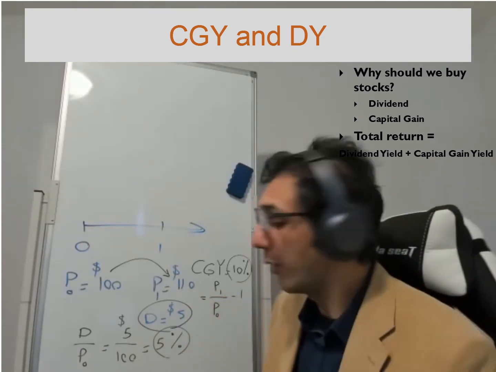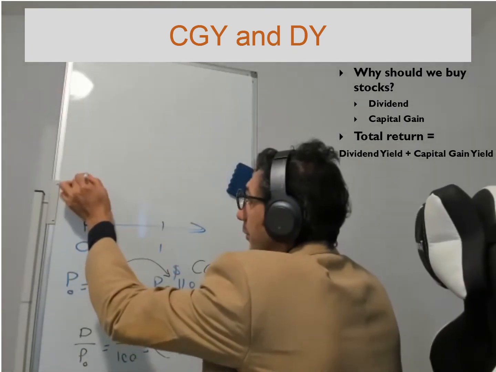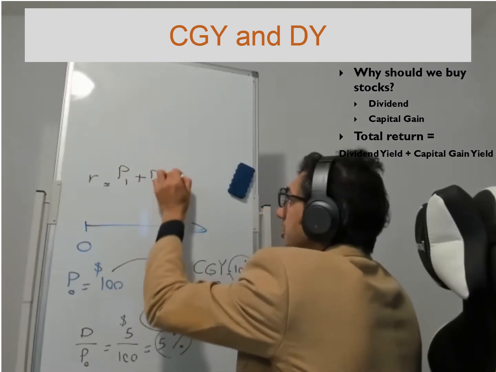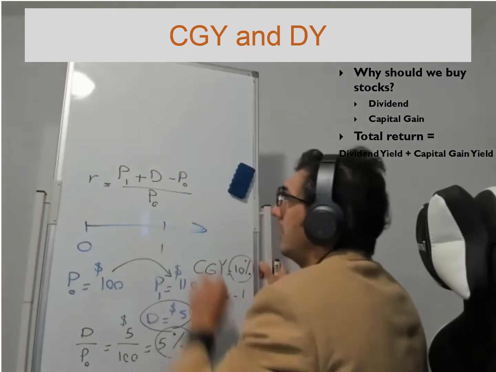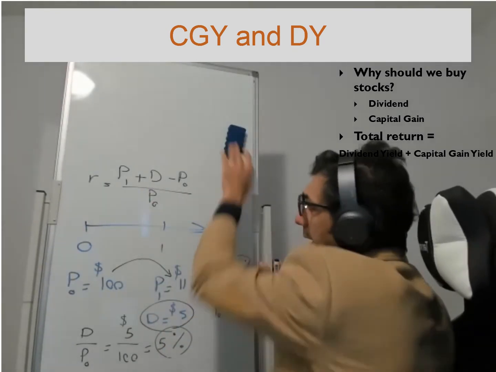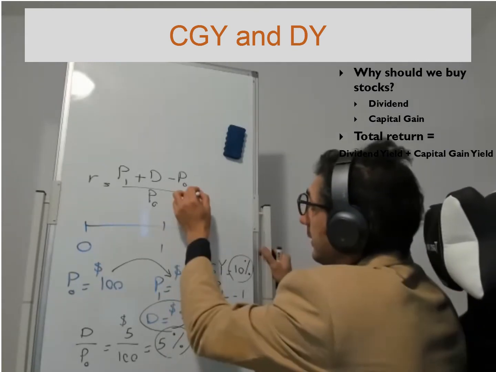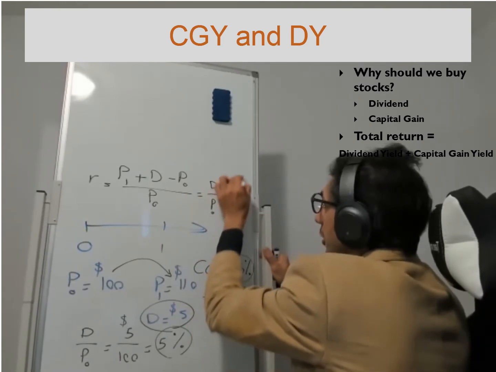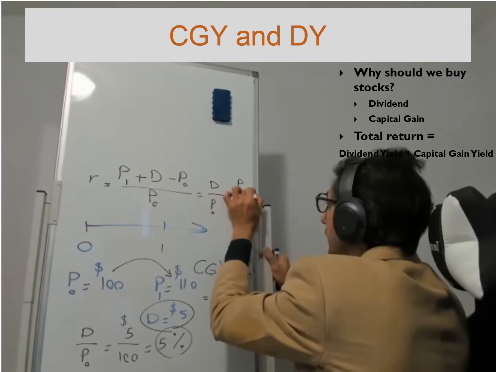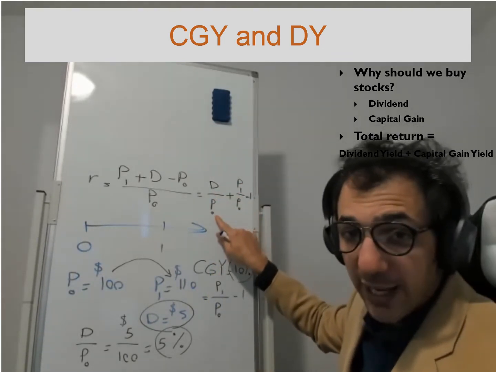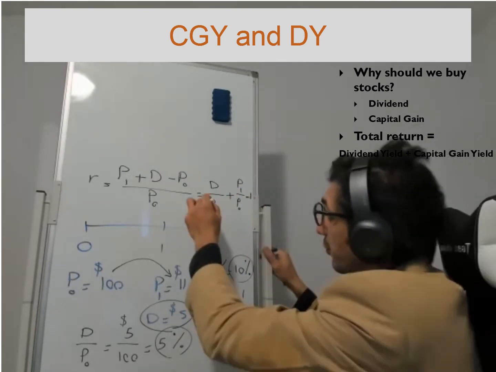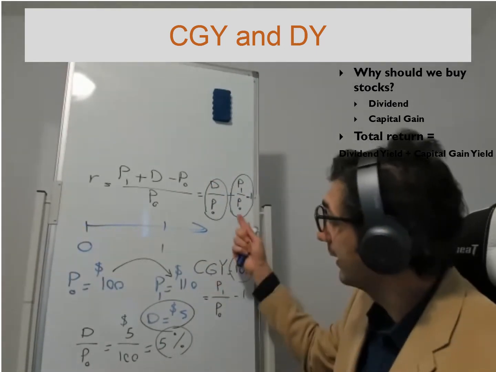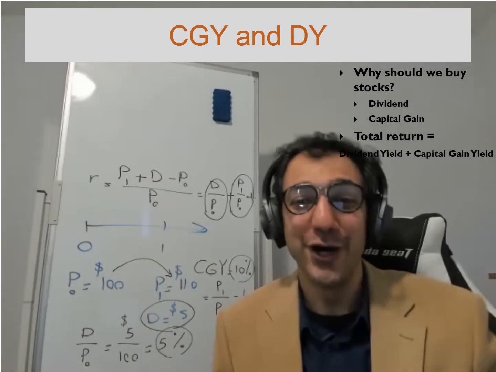If you're interested in the whole formula, let me use R as my return. My total return should be P1 plus D minus P0, divided by P0. Based on this, you can rewrite it. Based on the argument we had, it is the dividend divided by price, plus P1 divided by P0, minus 1. So that's another way to calculate the total return. The first portion is the dividend yield. The second portion shows your capital gains yield. Both together make up your total return, which is R.